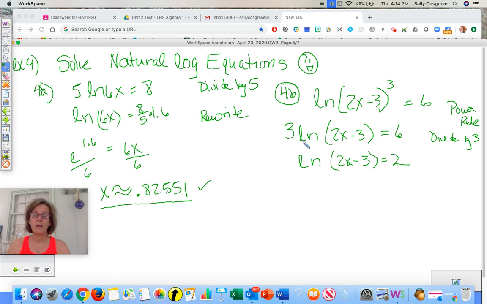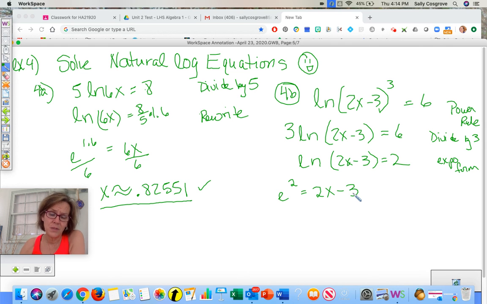Now what? Well, I'm done, right? I can't do anything else. I'm kind of at the wall. So remember, when you're at the wall, what do you do? Rearrange. So I'm going to put it in exponential form. So I'm going to say e raised to the second power equals 2x minus 3. And then it's just working backwards to solve for the variable.